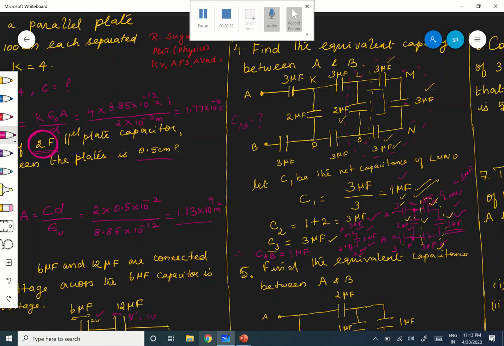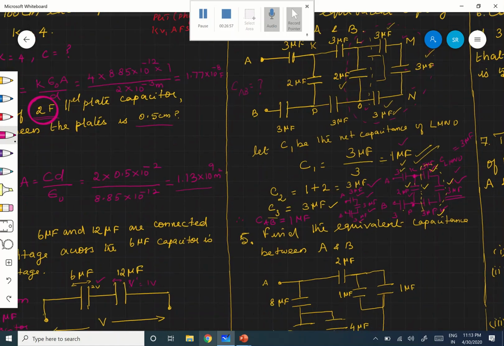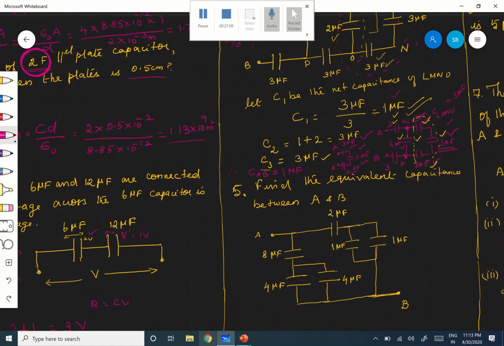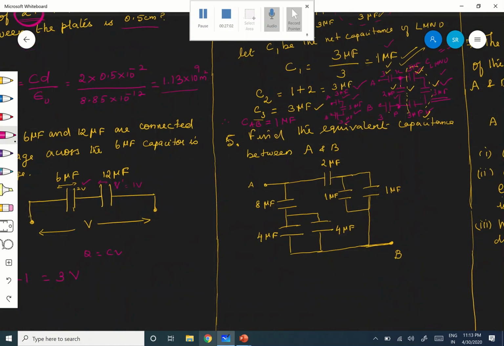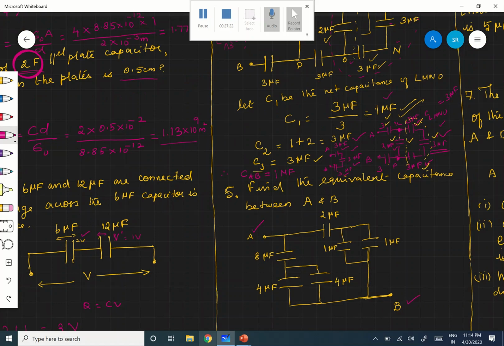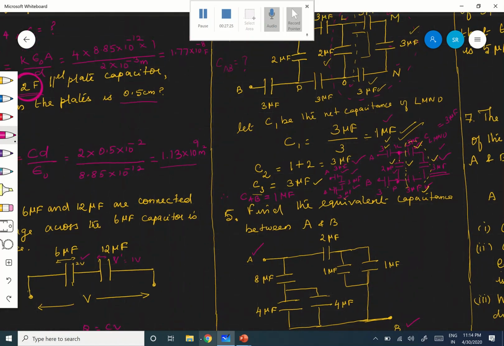Just go through this properly, then find the next one. Find the equivalent capacitance between A and B. Very simple, this also. Find the equivalent capacitance between A and B. How to do it? Simple. You are reducing the circuit to an equivalent circuit. Here we have reduced, no? Slowly what we have done from here to here, from this we got here, from here we got the previous problem I am telling.